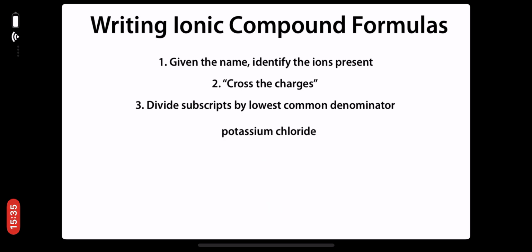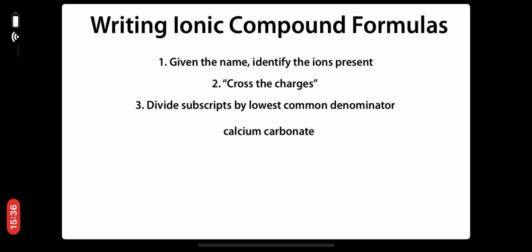Potassium chloride. Potassium chloride is made from K+ and Cl-. We've identified the ions that are present. Next, we're going to cross the K+ charge down next to the Cl-, and we're going to cross the minus 1 charge down next to this K. We end up with K1Cl1. The lowest common denominator here is 1, because all we have is a subscript 1 and another subscript 1. So this ends up as being KCl.